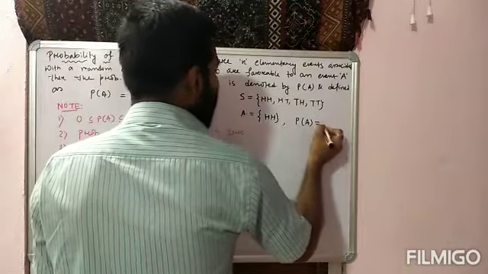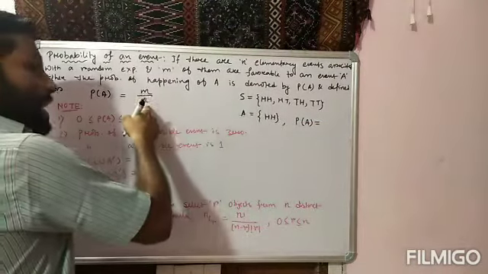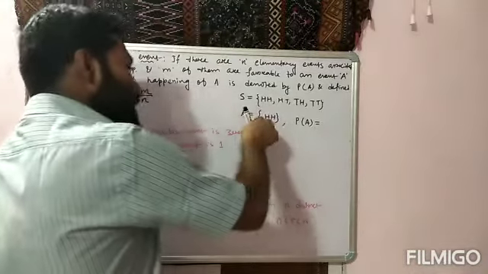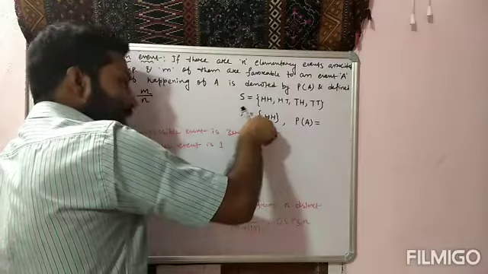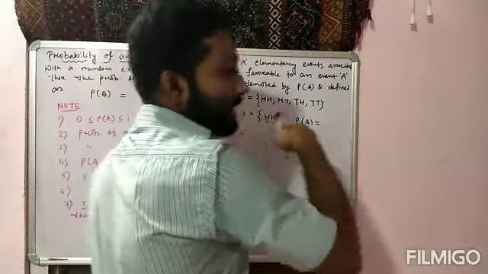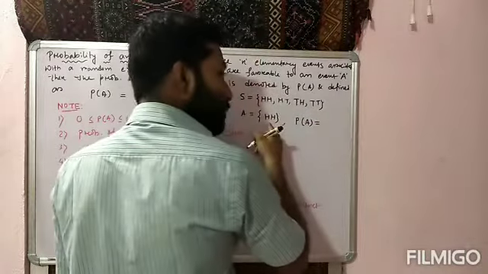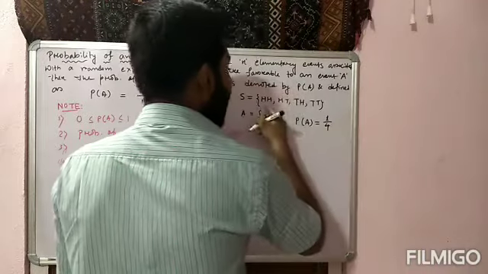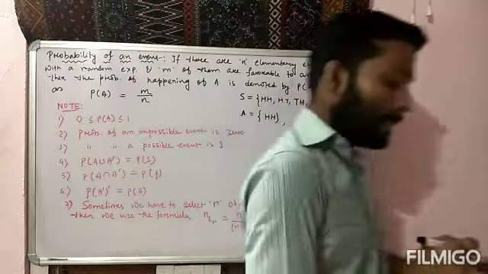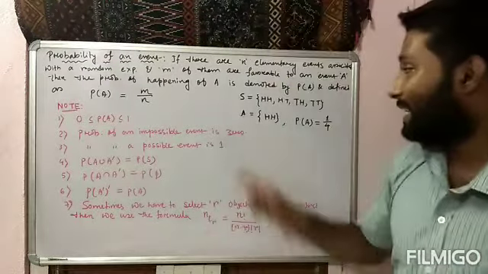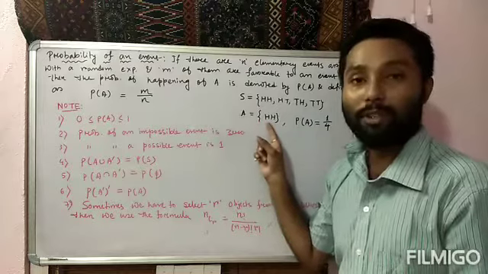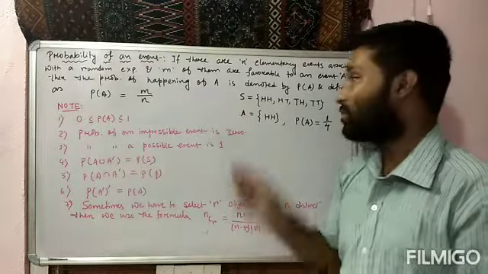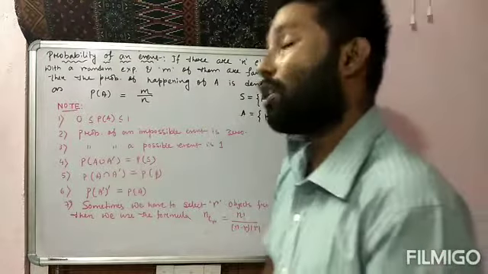This is equal to, what is the definition? M by n. M means total number of favorable cases. So favorable case means this is the favorable case here, getting exactly 2 heads. So how many such points are there? One only. 1 by 4. 1, 2, 3, 4. In the sample space there are 4 sample points, whereas in the event there is only 1 sample point. So that's why probability of this event is 1 by 4. Okay. So this is an example of probability of an event.